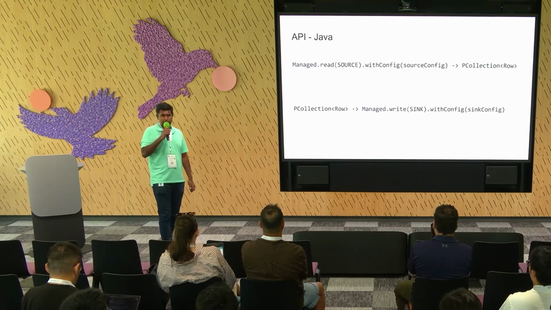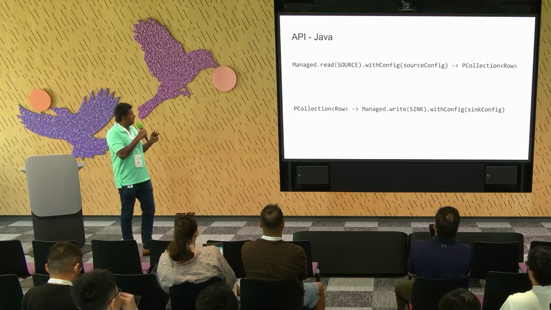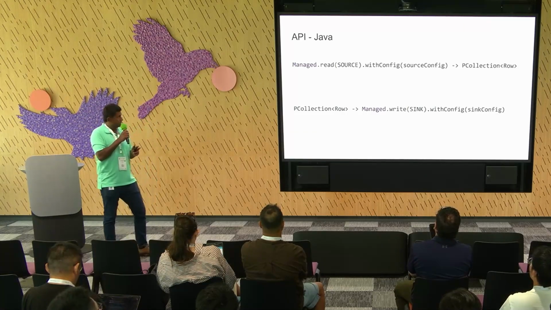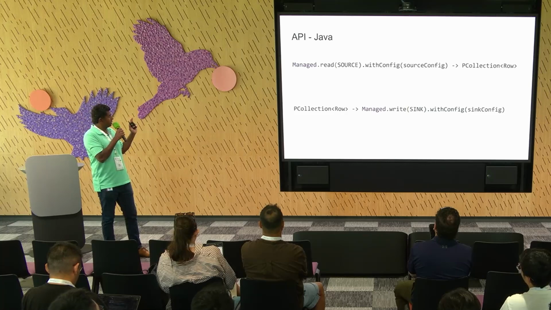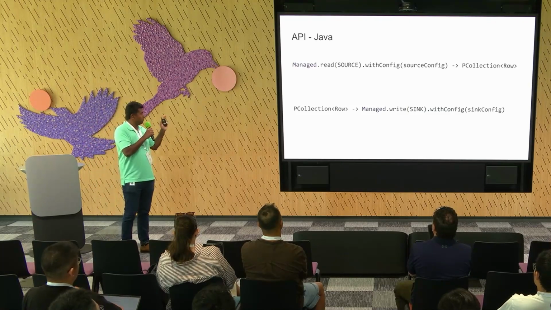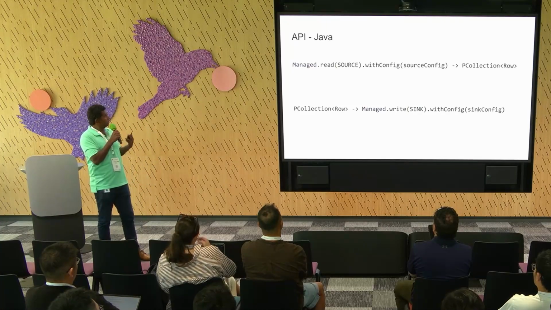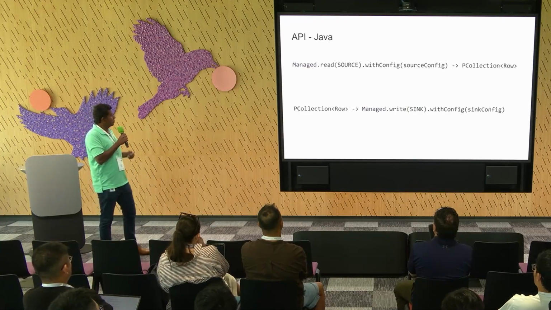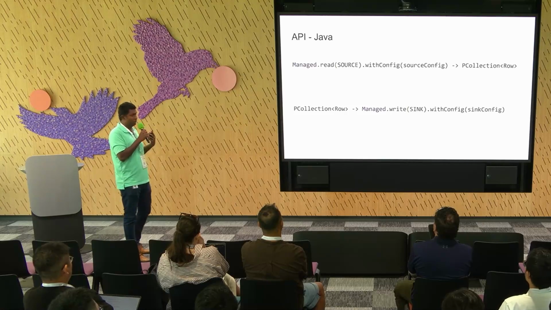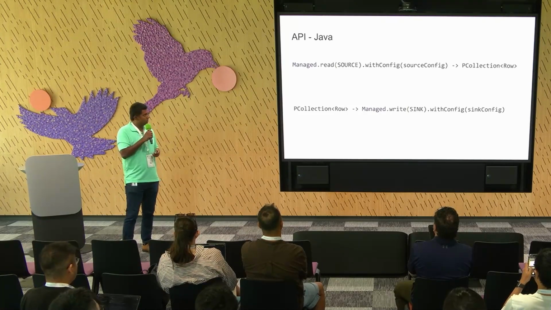All right, so let's look at some of the high-level API. If you use Java, and if you use the managed API in Java, this is how you would construct a source or a sink. At the top, that's how you would create a source. At the bottom, that's how you would create a sink. You would just say manage.read and give the key. The key would identify the exact source that you create. And you would say withConfig and give a set of configurations that are used to construct that source.